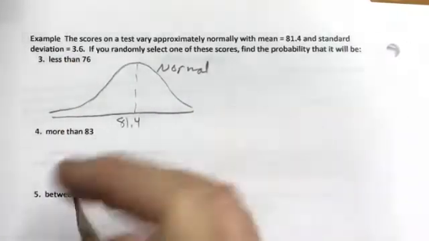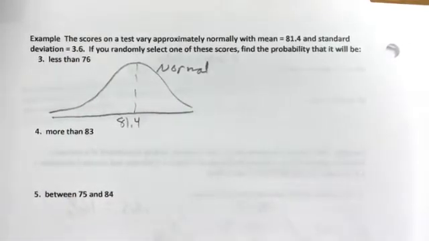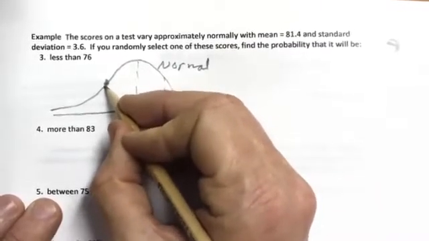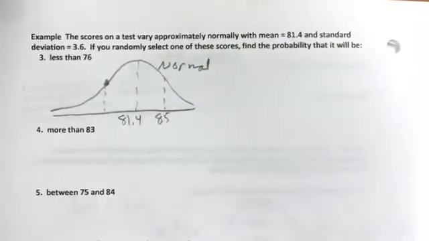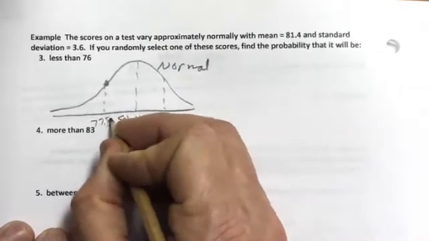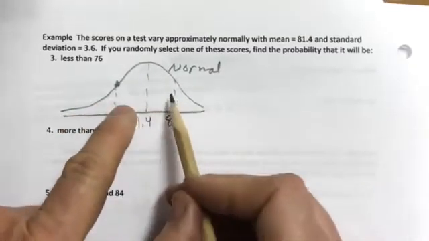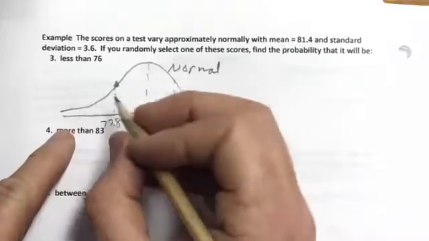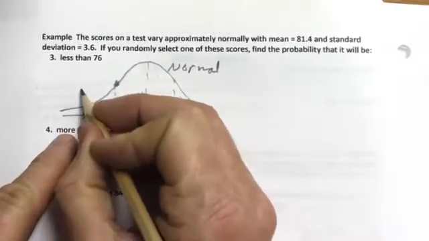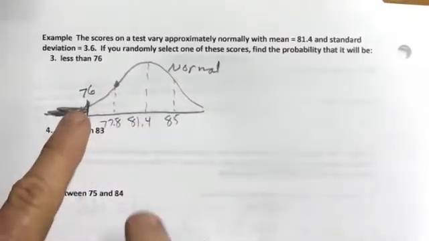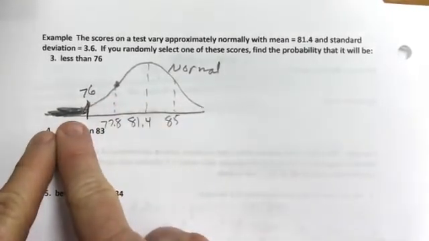Well, if you go up 1 standard deviation, that takes me up to 85. And really, you just need to mark 1 standard deviation, that would be fine. And if you go down 1 standard deviation, that would take you to 77.8. Okay. So the question is, if you randomly select one of these scores, every point under this curve is a score. What's the probability it's going to be less than 76? Well, 76 is somewhere over here, and so less than 76 is that. And so our shaded region is to the left. So that's what it means to draw the curve and to show the shaded region.